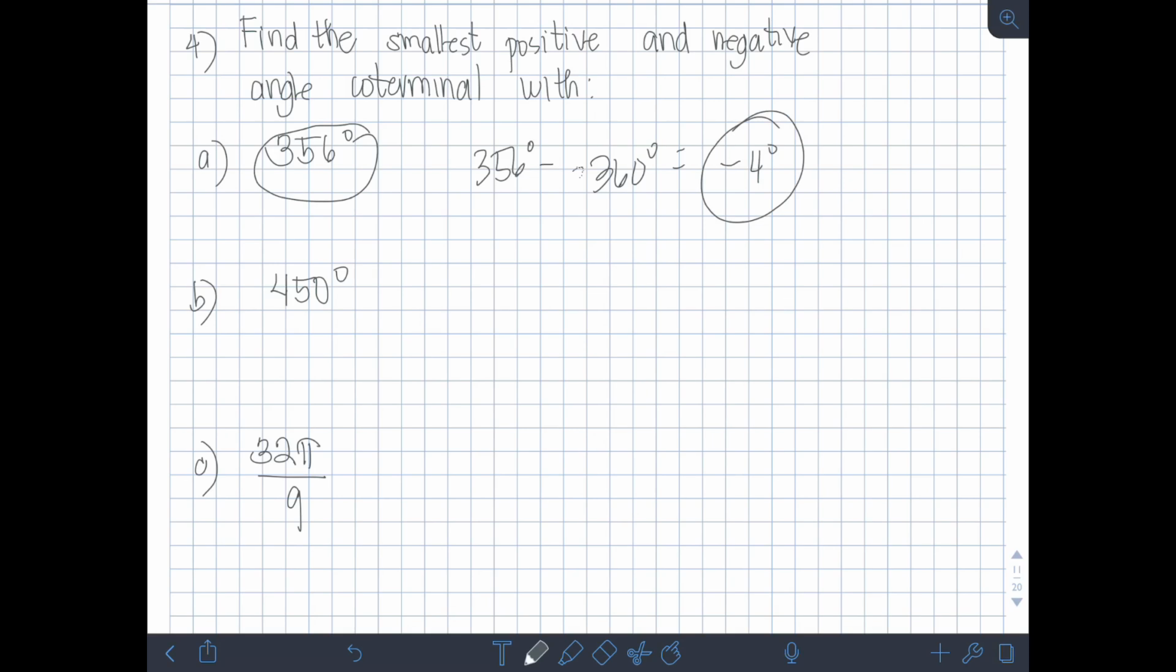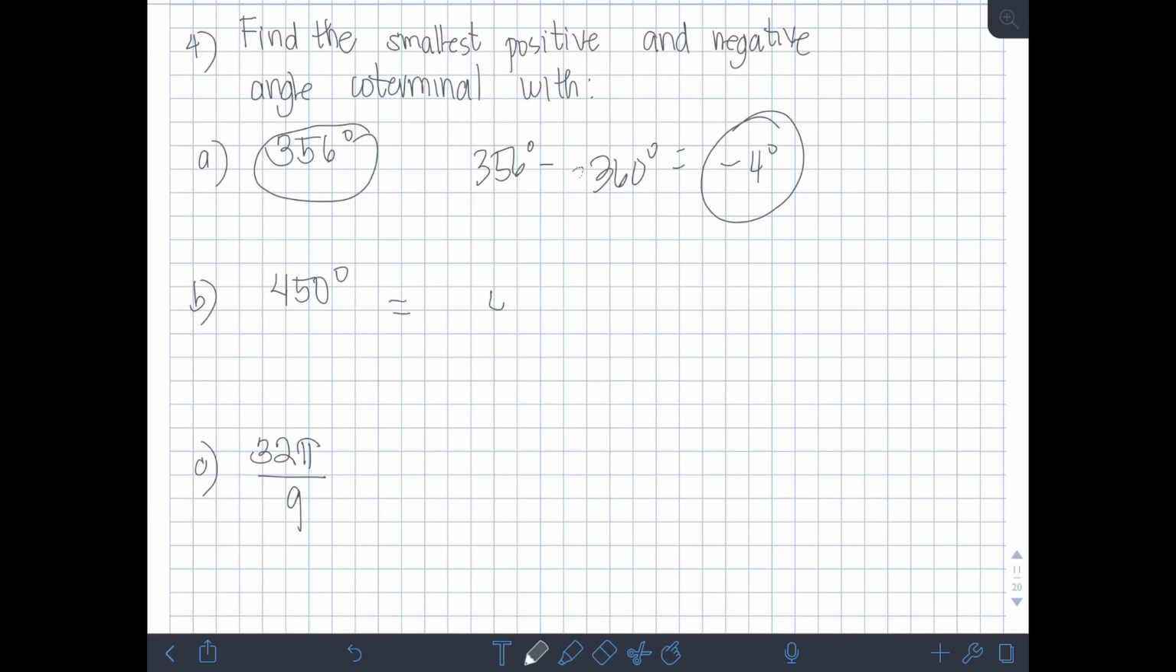Okay? So, ito yung coterminal sa 356 degree, negative 4 degree. How about 450 degree? Okay, so, lagi kapag more than 360 degree na yung given nyong angle, maminusan nyo ng maminusan ng 360 degree hanggang maging less than 360 degree na siya.